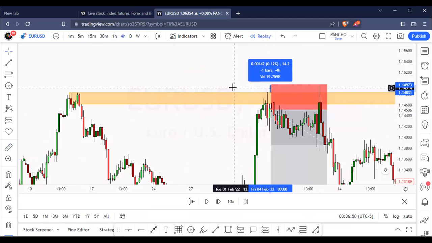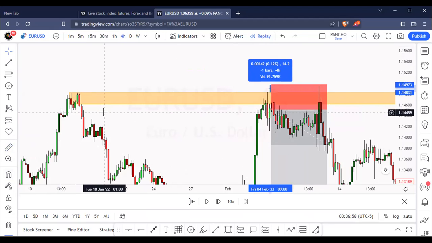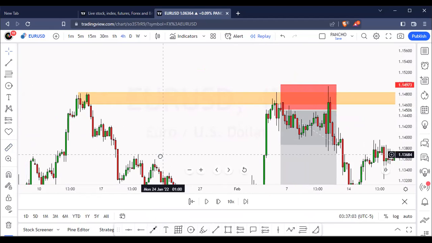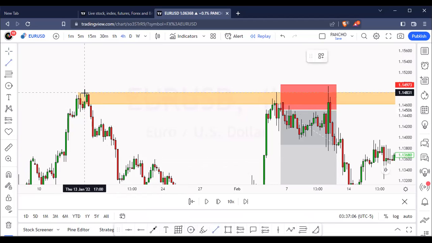If you are going to take your entry in 5 minutes, you have to know how many pips you are going to be risking, but not just how many pips. It depends how you see the structure. For example, if you have your order block here, but your order block has a long wick.